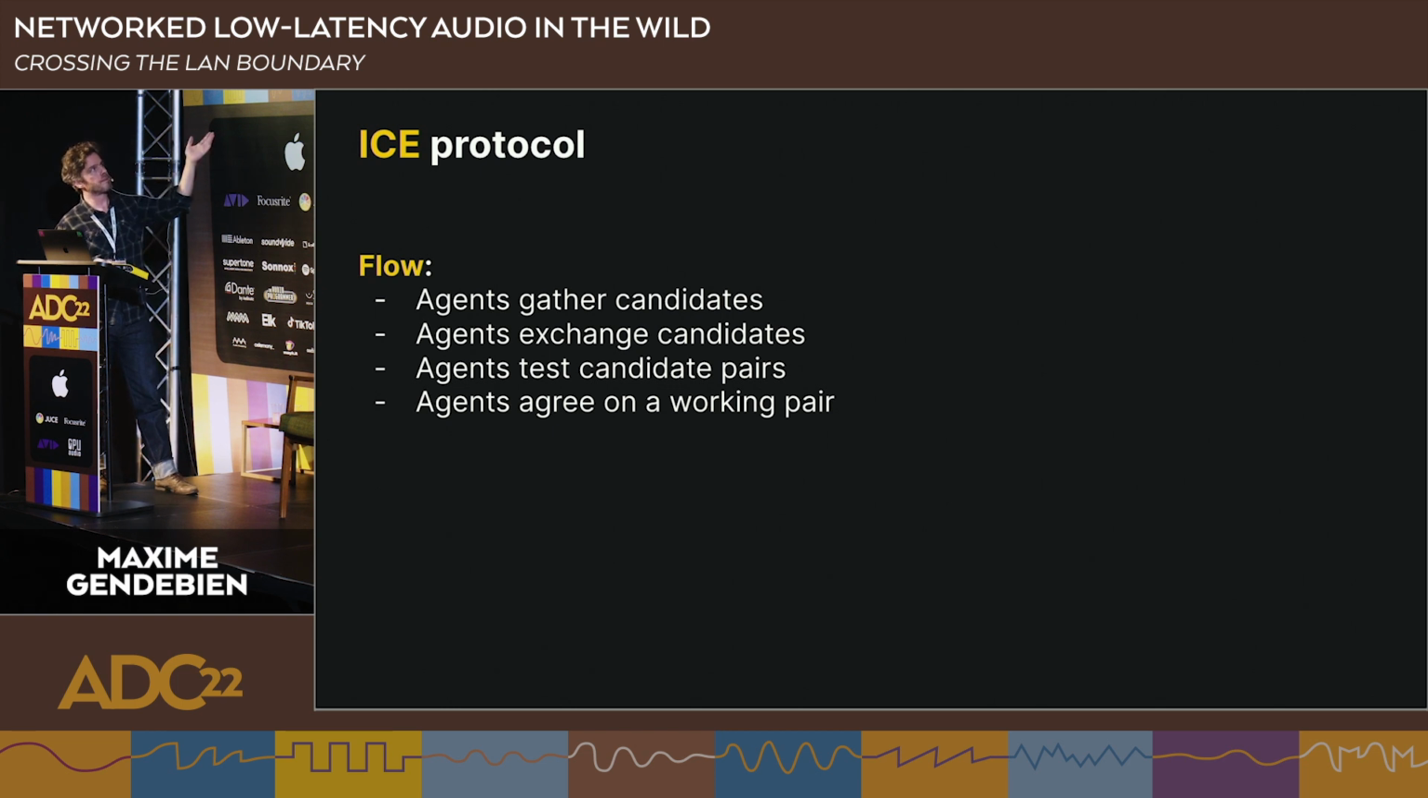So that's basically the flow. Agents gather their own candidates through STUN. They exchange those. They test the different pairs of possible candidates, and then they agree on a working pair. And now communication can start.